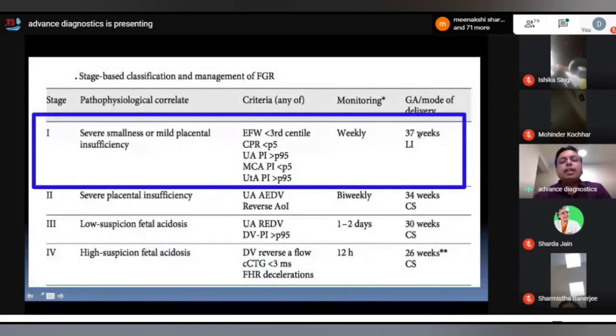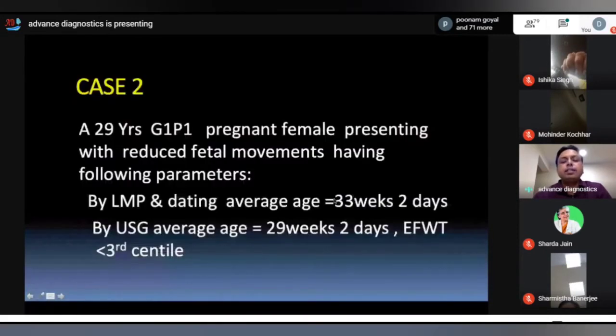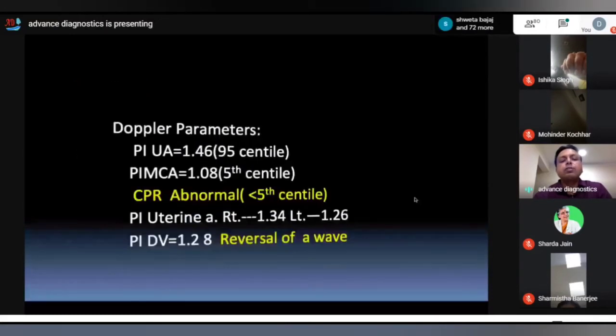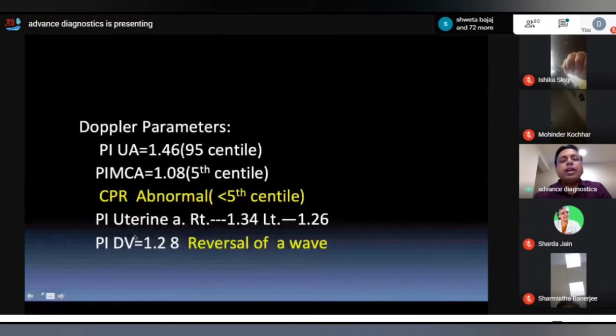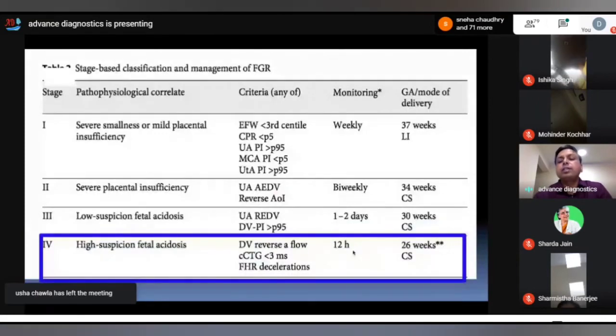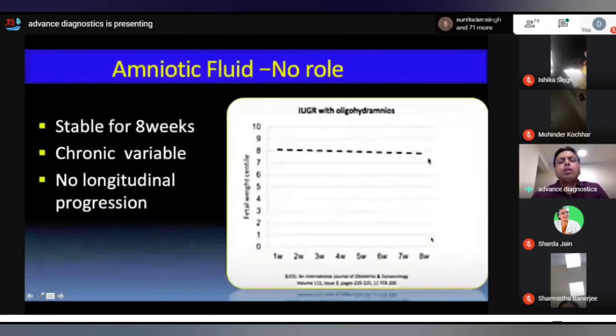Similarly, in another case, it is 33 weeks 2 days, and here not only was the CPR involved, but ductus venosus was also showing reversal of A wave, then it is already stage 4, and since we have crossed the 26 weeks parameter, we will do the cesarean section straight away. Amniotic fluid has no role, and it is stable for 8 weeks, and it is a chronic variable, and there is no longitudinal progression.